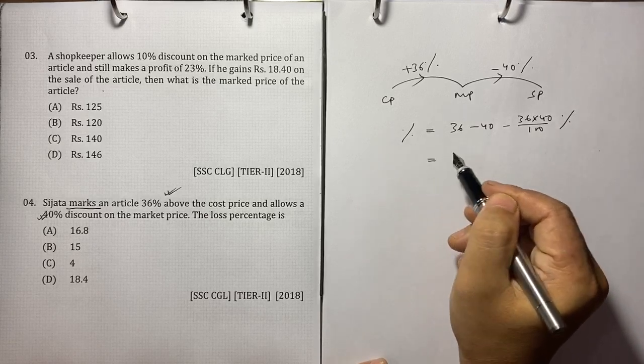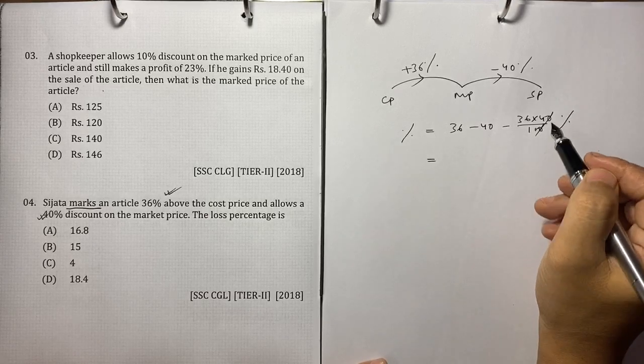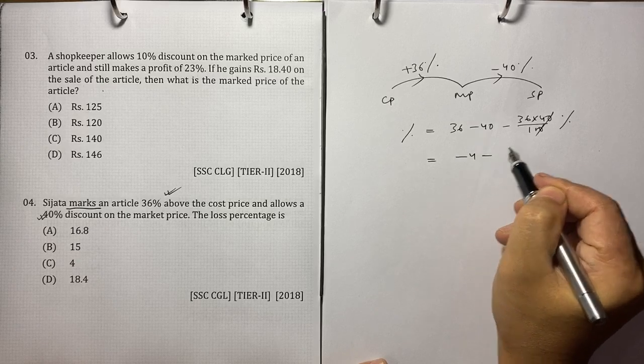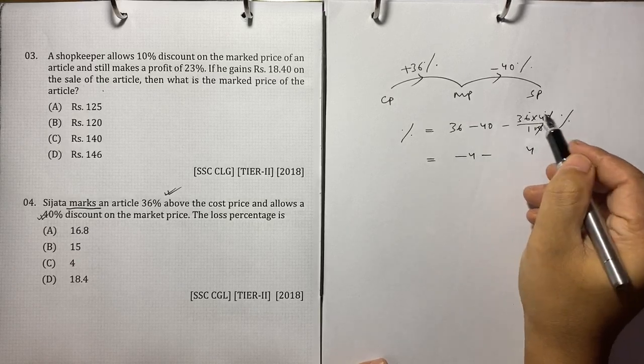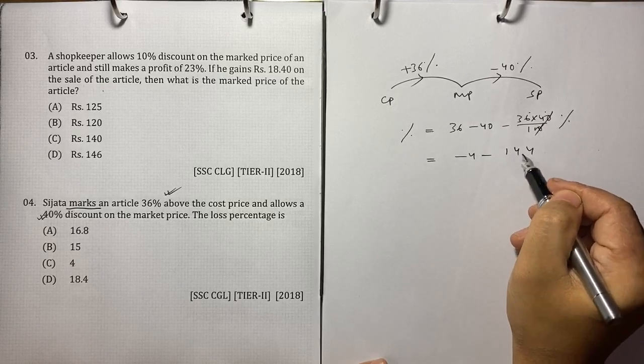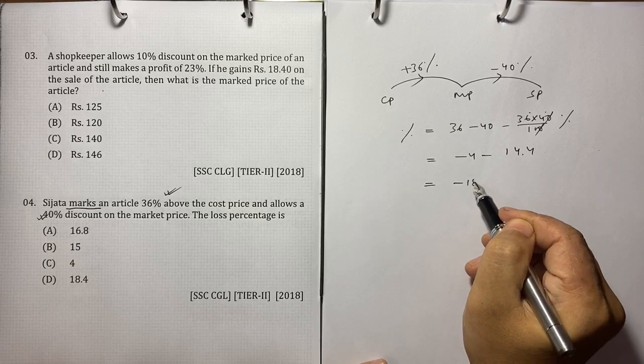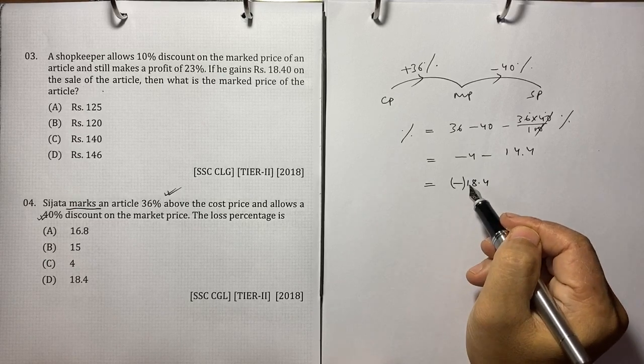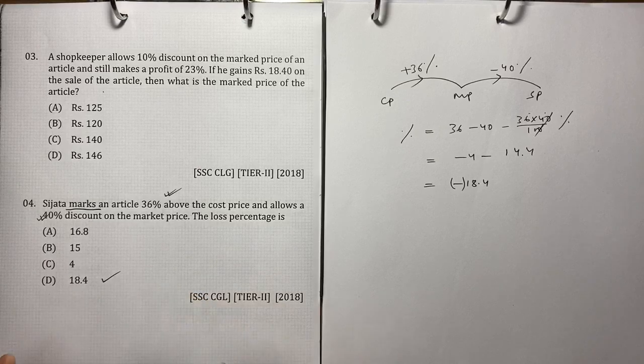Plus is profit, minus is loss. So this will be minus 4 minus this will be 24 to 14. So this will be divided by 10. So this will be minus 18.4. Meaning this will be loss. So the answer will be 18.4%.